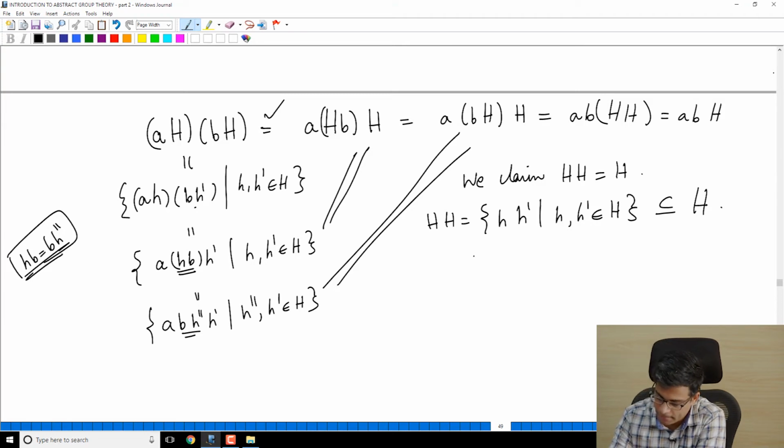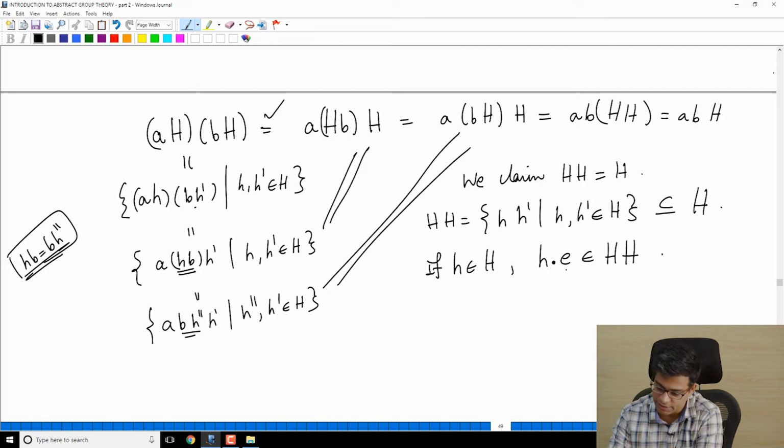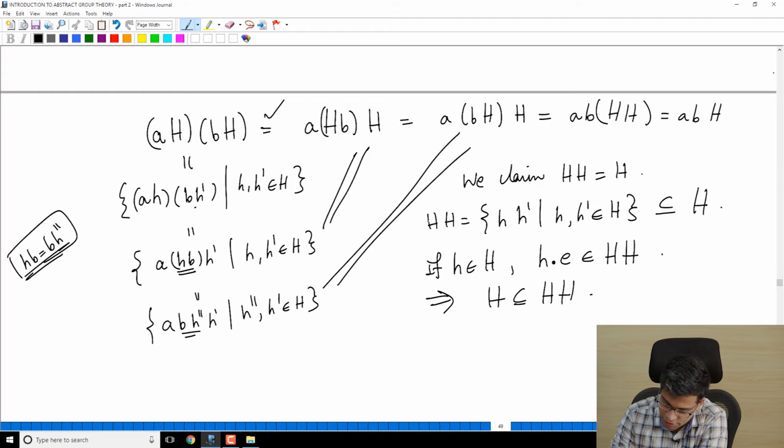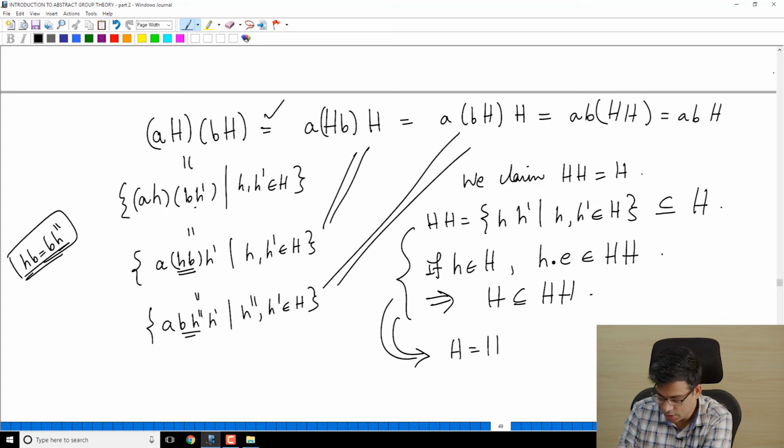On the other hand, if small h is in capital H, you can write this as h times e, and this is in HH, right? Because e is in H, the identity element is in H, so he is in HH. So this means H is contained in HH. So HH is contained in H is contained in HH. So this implies H equals HH. When you multiply a group with itself, you don't get anything bigger. You get exactly the group.